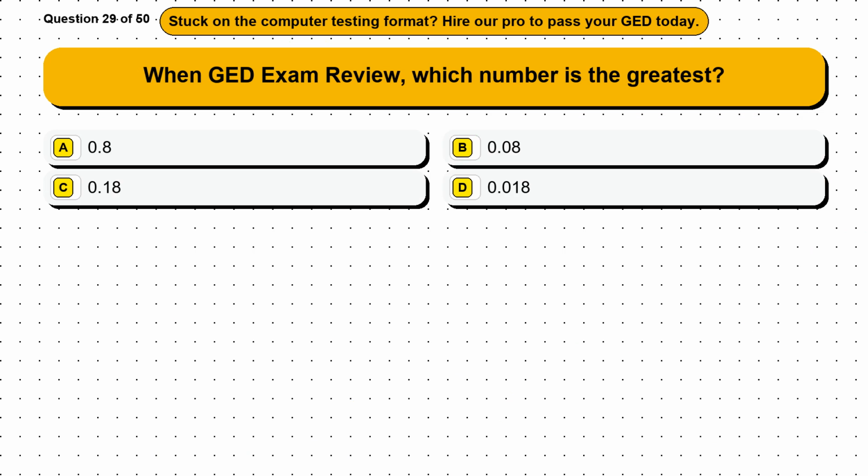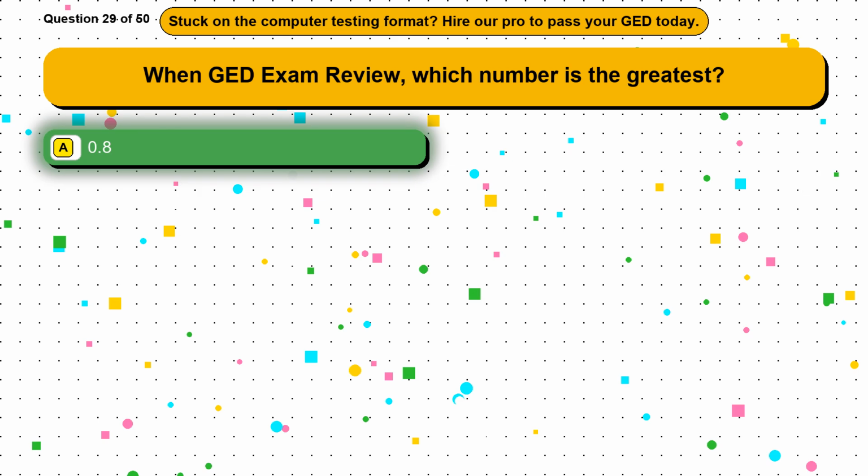Question 29. When GED exam review, which number is the greatest? Option A, 0.8. Option B, 0.08. Option C, 0.18. Option D, 0.018. The correct answer is option A.